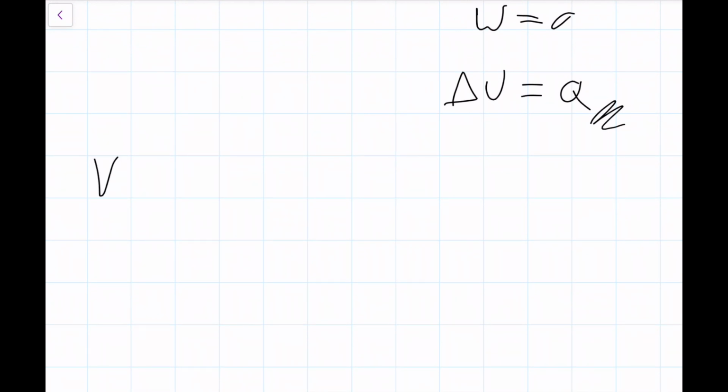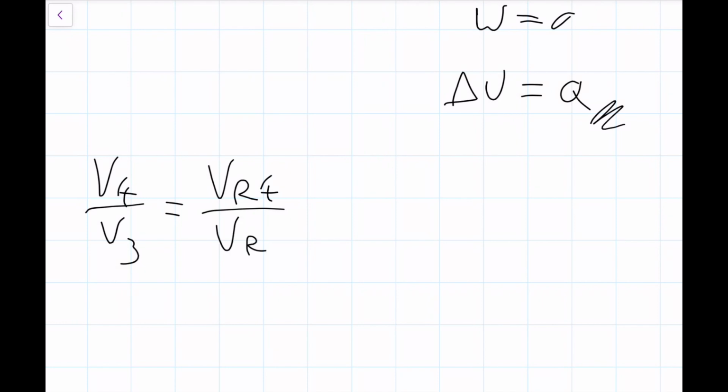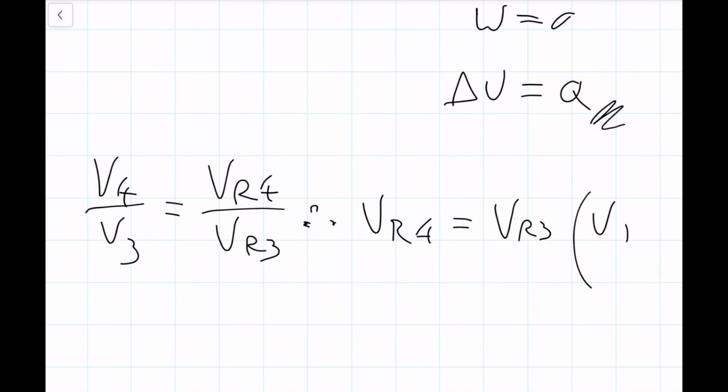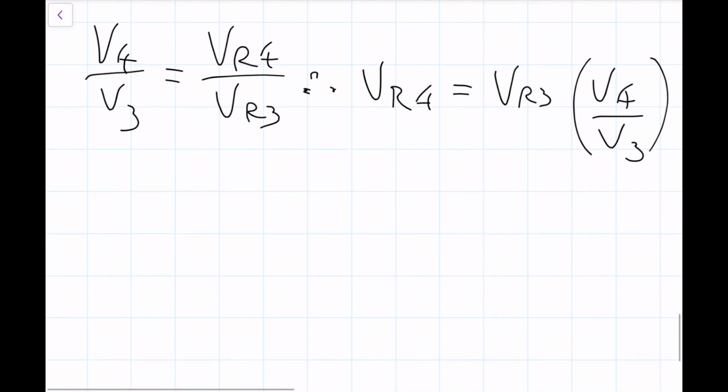I have that V4 over V3 equals VR4 over VR3, because it's an isentropic process, right? We can only do that when it's an isentropic process, don't forget that. And therefore my VR4 equals my VR3 times V4 over V3. Cool. Now, V4 over V3, we don't have that per se, at least not straight off, but we can calculate that, right?